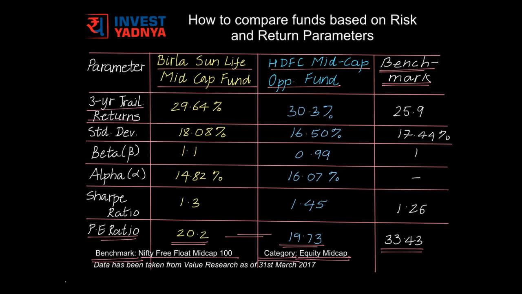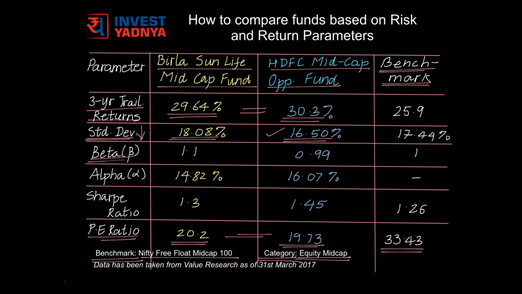3-year trailing returns of both these funds are around 30% and the difference is less than 1%, so they are almost equal. Standard deviation is the amount by which the returns may go up or down in correlation with its mean. So, a lower standard deviation is what is desirable. And as you can see, Birla Sun Life Mid-Cap Fund has a higher standard deviation as compared to HDFC Mid-Cap Opportunities Fund, and so the HDFC fund scores here.